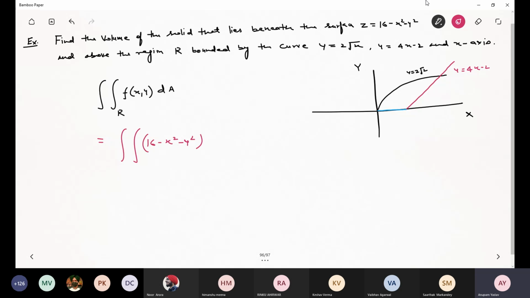Suppose we are choosing the order dx dy. How can we put the limits? Again, draw an arrow parallel to the x-axis, and then figure out the entering boundary and the exiting boundary. This is y equals 2 root x.